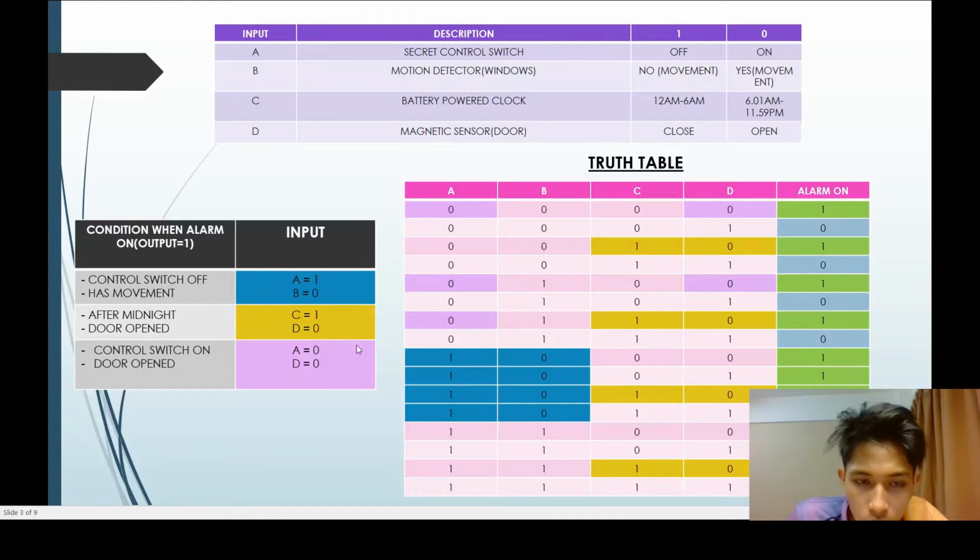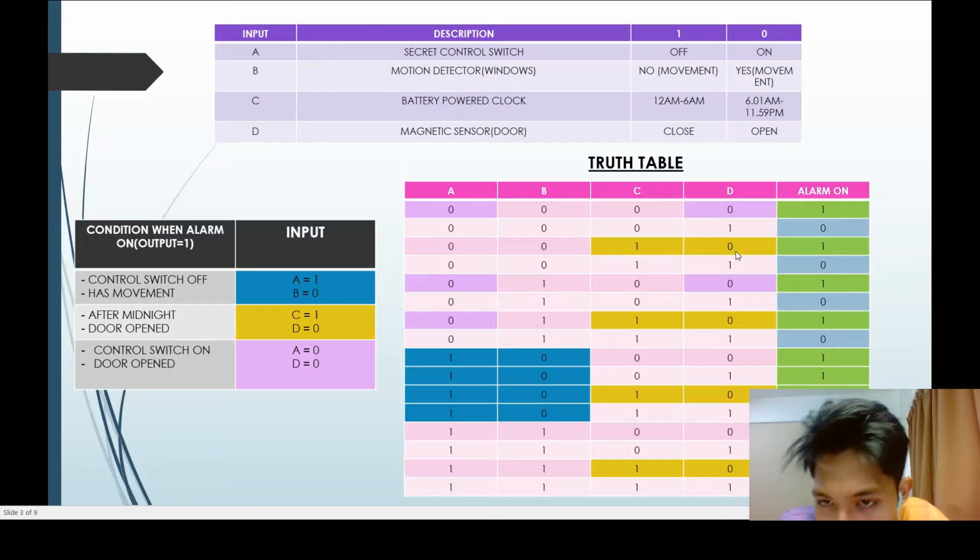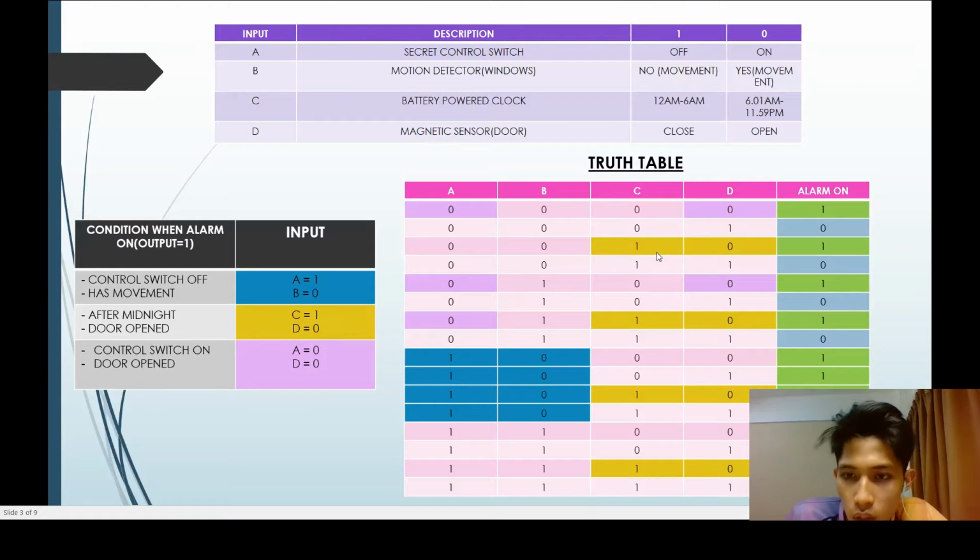The second condition is after midnight, and the door is open. After midnight refers to the clock, which is C, and midnight means the input is 1. For the door, which is input D, the door is open, so when open D will be 0. So the condition is C equal to 1 and D equal to 0. This refers to the yellow color. We need to find which rows have C equal to 1 and D equal to 0. Referring to the truth table, we can see that this one is the yellow color, where C is 1 and D equal to 0. So automatically the output will be 1.